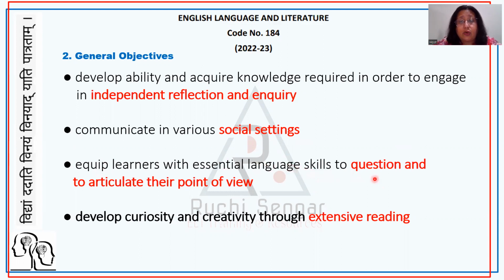Equip learners with essential language skills to question and articulate their point of view, POV. Very, very important, because point of view is what is tested in your literature long questions as well. What do you feel? Why do you say so? It's given in the general objectives. Then develop curiosity and creativity through extensive reading. It doesn't say extensive lecturing. It says extensive reading, which means your supplementary reader has to allow the child independent reading. Only then will they develop this kind of curiosity for inquiry.